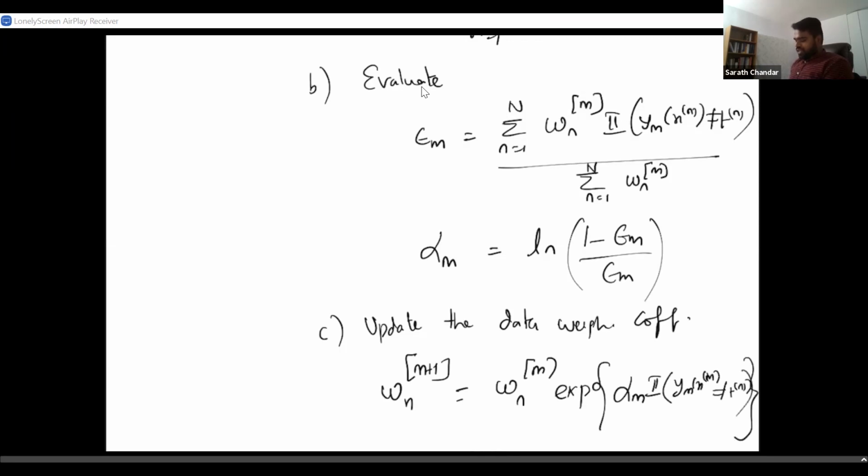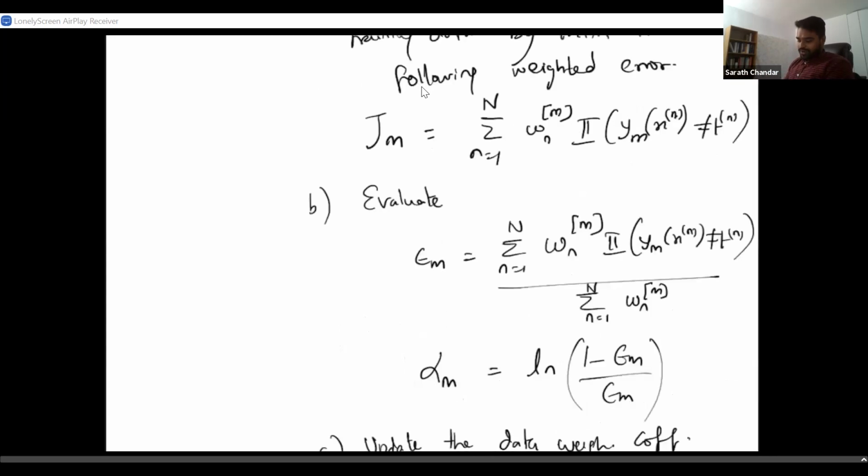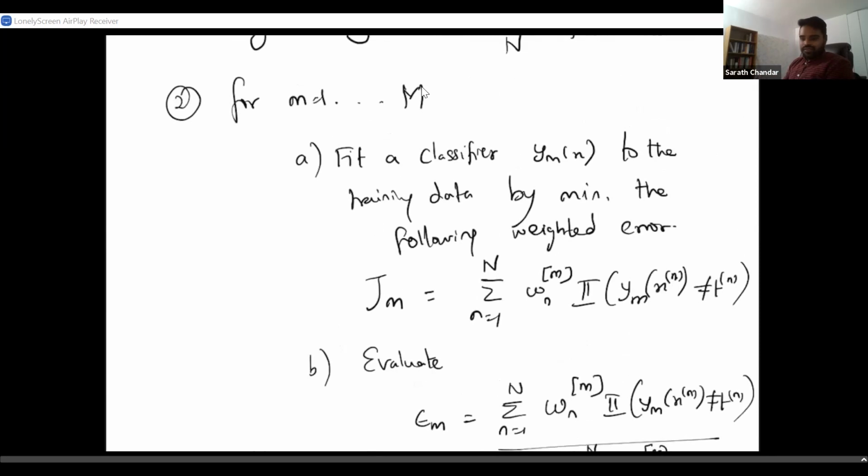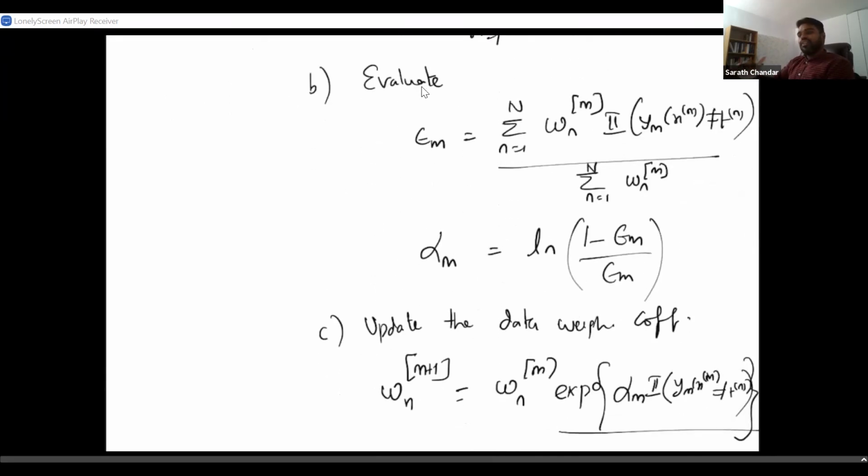Now, what does this mean? Every time there's a mistake, the weight is scaled by exponential of alpha_m. If there is no mistake, then this is e to the power 0, so 1, and the weight stays the same. If there is a mistake, only for those examples, the weight is increasing. Is that clear? Now you just repeat the process. You go back, do the second classifier, evaluate these, set the weight for the third classifier, and continue. After finishing all the M classifiers, you can construct your ensemble method, which is y_M(x) given by sign of the summation over m equals 1 to capital M of alpha_m y_m(x).